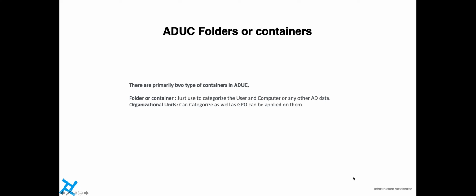I want to tell you there are two kinds of containers in Active Directory users and computers. One of them is just a container, which is used to organize users and computers or any other AD data, and the other ones are organizational units. Organizational units are something on which a group policy object can be applied. Let me just show you here.